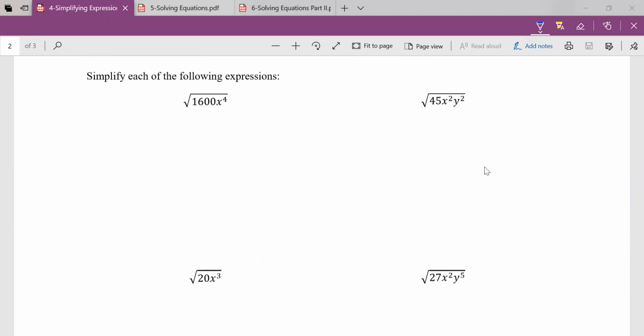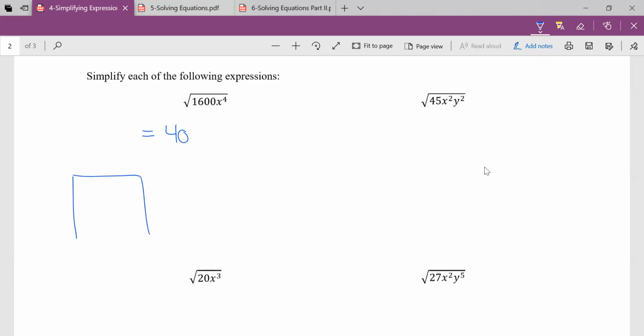expressions. All right. So the first one I look at, I'm like, oh boy, the square root of 1600 x to the power 4. Great. Okay, well, the first thing I recognize is, okay, I know what the square root of 1600 is. It's just 40. Hey, that's good news. But what would the square root of x to the power 4 be?